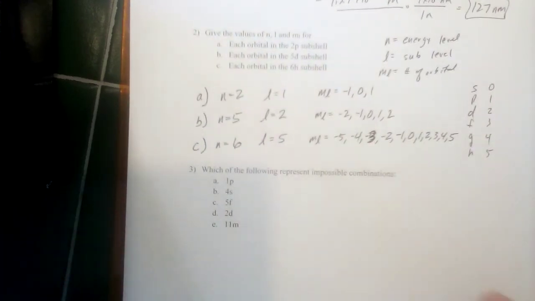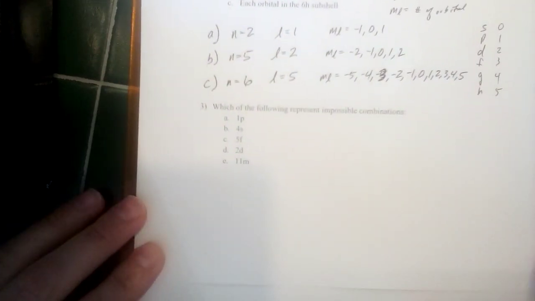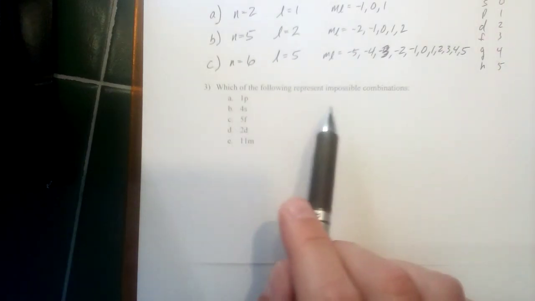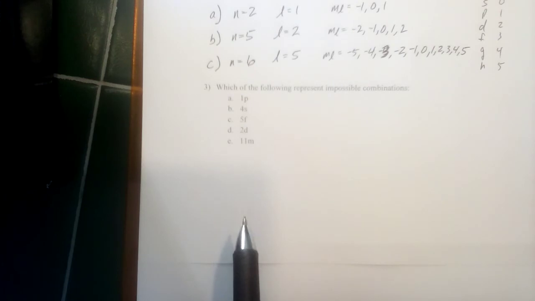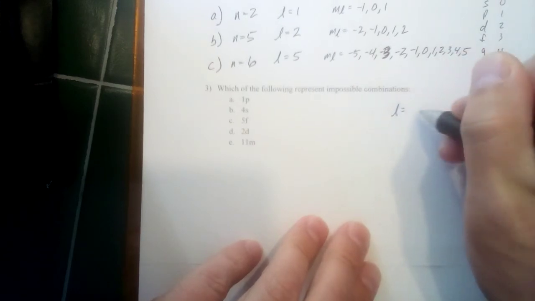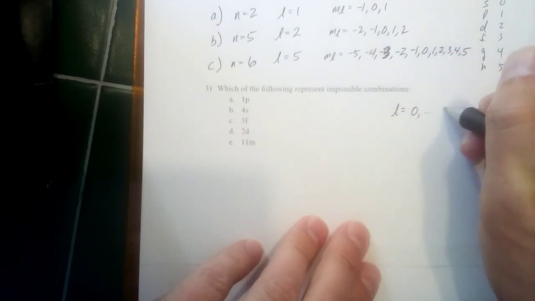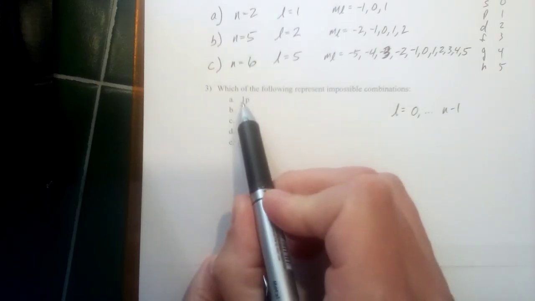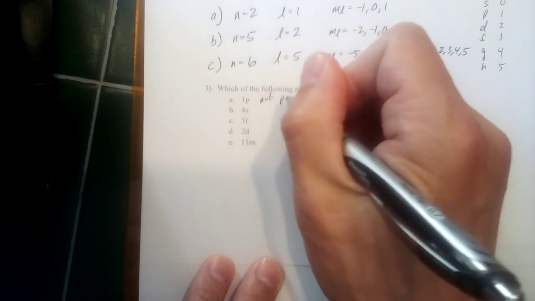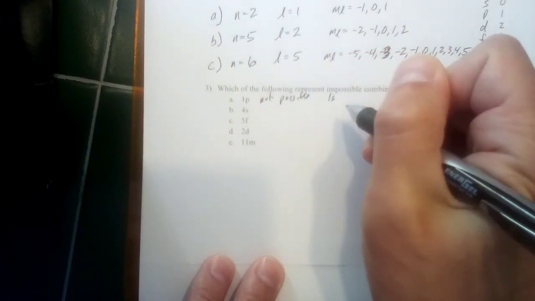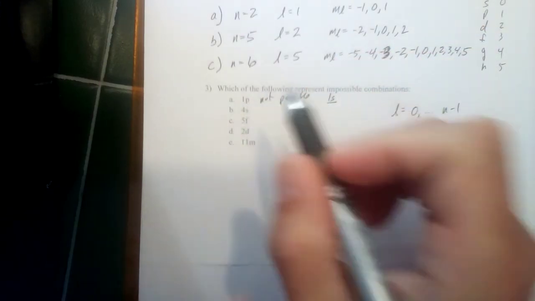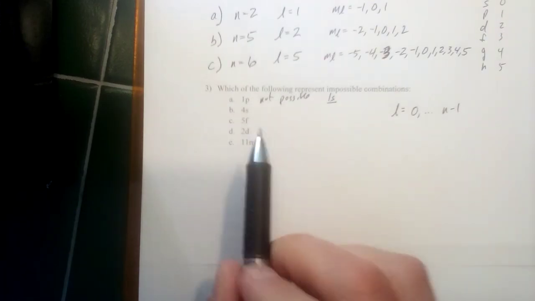Okay? So quantum number rules, should be pretty familiar with the quantum number rules and kind of how they apply there to electron configurations. Similar idea here for number 3, which of the following represent impossible combinations? So this goes back to the rules establishing N and L. So remember, L is equal to 0 up to N minus 1. So when N equals 1, the only possible value for L is 0. So this one is not possible. There is a possible 1s sublevel, but not a 1p, because that would imply N equals 1 and L equals 1, and L can't equal 1 when N equals 1.